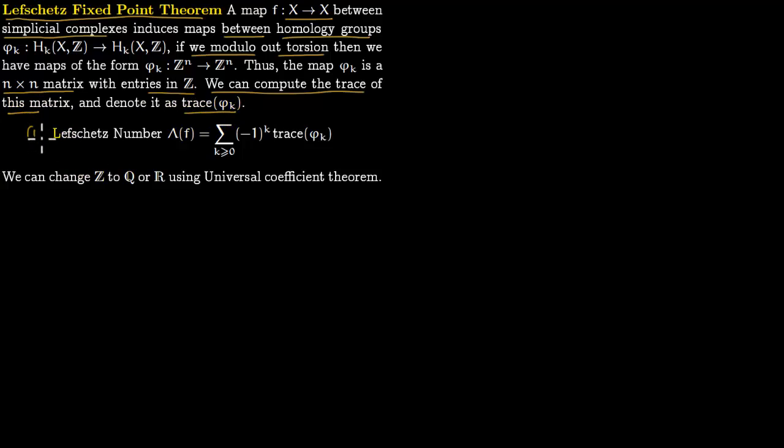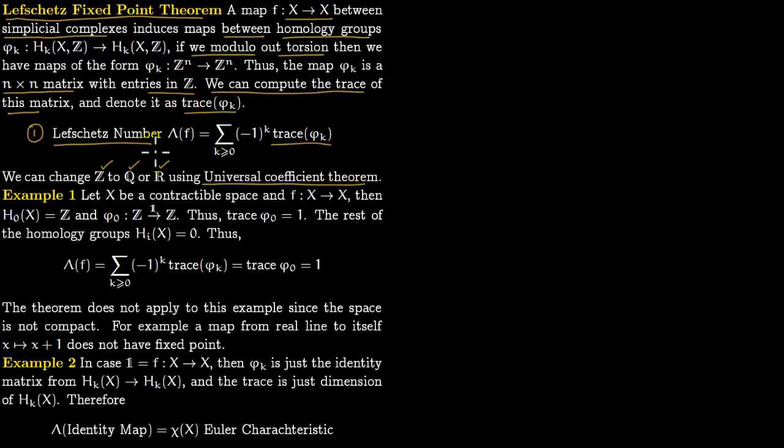So the first thing we need to define is the Lefschetz number. This is written as lambda of f. This is just the sum over k greater or equal to 0 of minus 1 to the power of k times trace of phi k. So you consider H0 and see what the matrix is, add the diagonal elements. You have phi 0, then you compute phi 1, which is from H1 to H1, and then see what the matrix is, and so on. Instead of integers, we can use rational numbers or real numbers. This you can just change using the universal coefficient theorem.